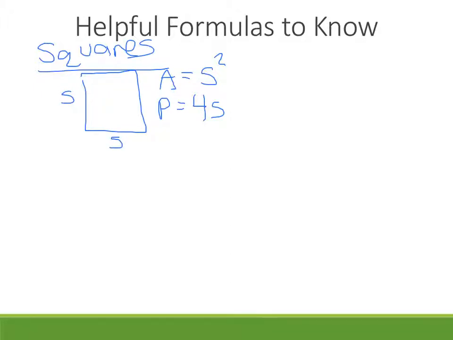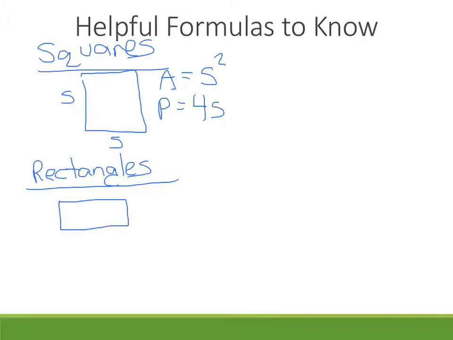Okay. Next, let's look at rectangles. Okay. Rectangles, we're typically going to label the sides of a rectangle with a length and a width. Okay. The area for a rectangle is going to be length times width. Okay. And the perimeter, we could just add up all the sides, but algebraically we would call this 2 lengths plus 2 widths. Okay. Triangles.